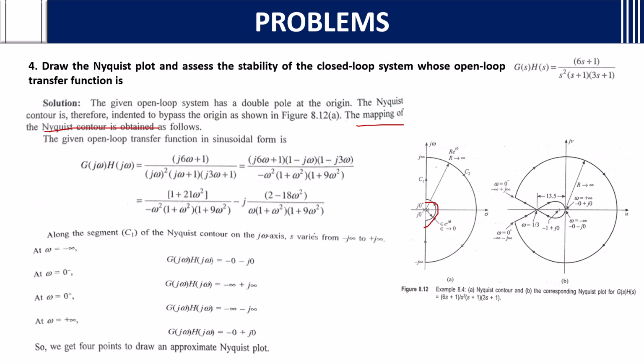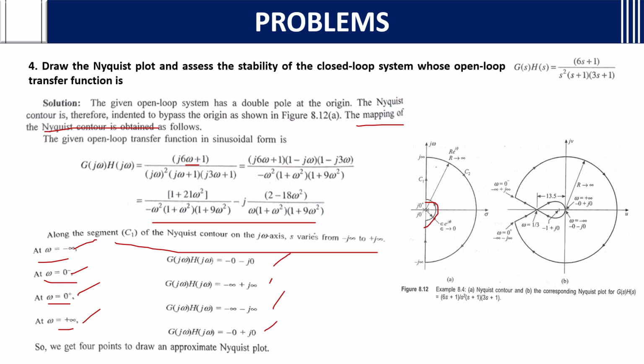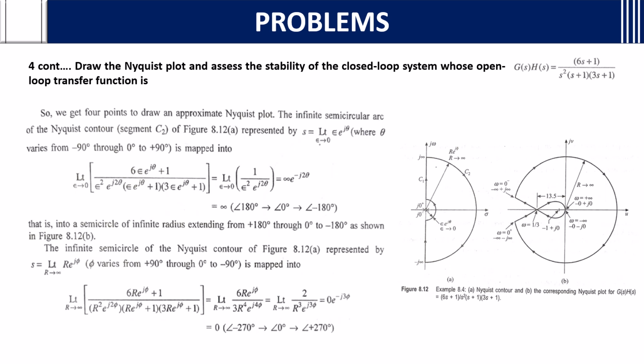And if you substitute j omega in the place of s and simplify, you will get like this. Again, to draw the Nyquist contour, we should take the values of minus infinity, 0 minus, 0 plus, and plus infinity. You will get some different values here, as all are infinity: minus infinity plus j infinity, minus infinity minus j infinity, and minus 0 minus j 0, minus 0 plus j 0. You are going to get these when you substitute omega equals minus infinity and so on. So the 4 points you got, for those 4 points you can directly draw in this way. How it is, we will see. So we get 4 points to draw an approximate Nyquist plot.